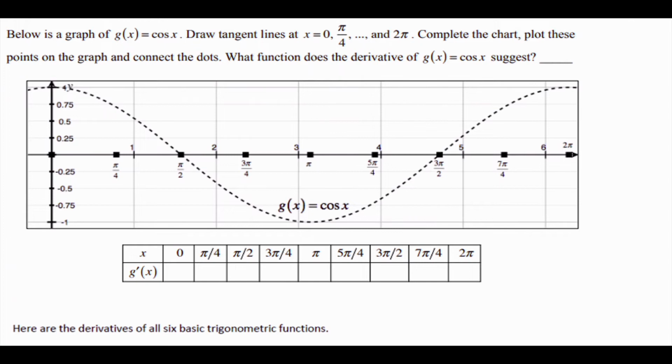Pi over 2. Let's see. What's the slope of the tangent line there? It's negative for sure. I agree. It would appear to be -1, but I'm not quite sure. There's other places on there I think are easier. What is another place that would be easier to find the slope of the tangent line?